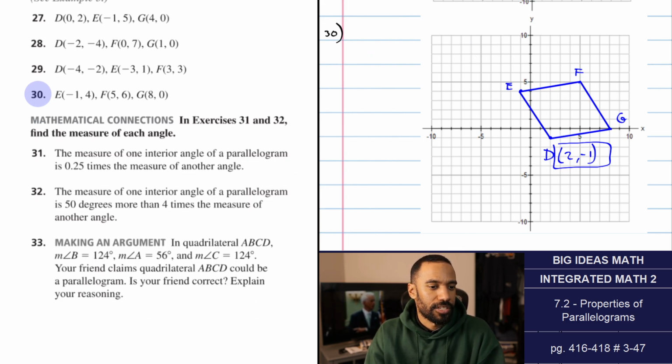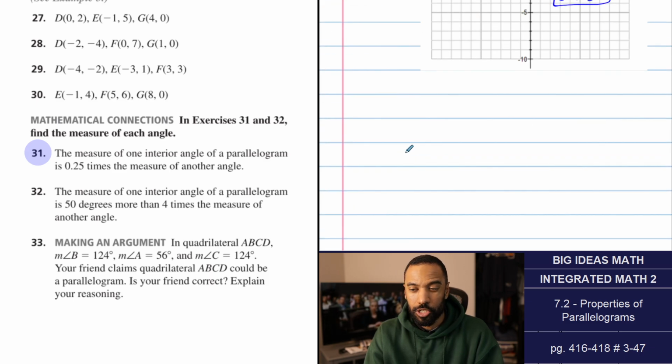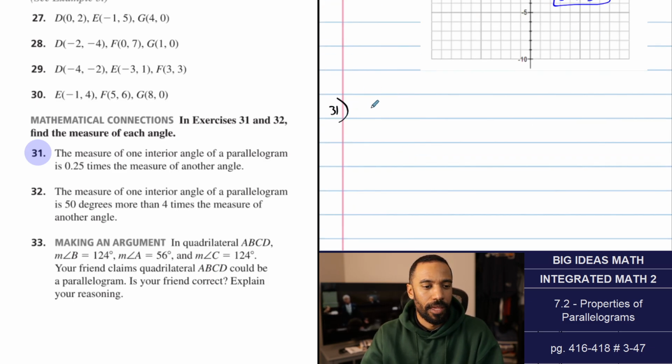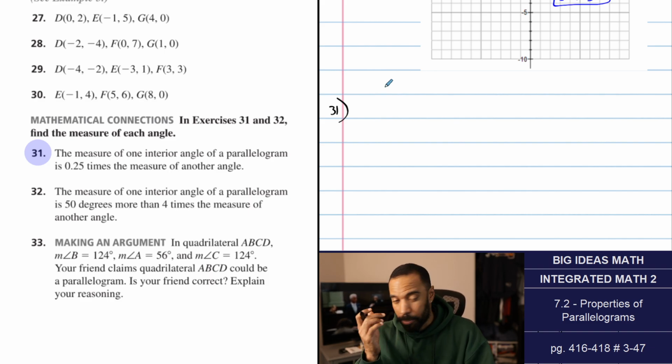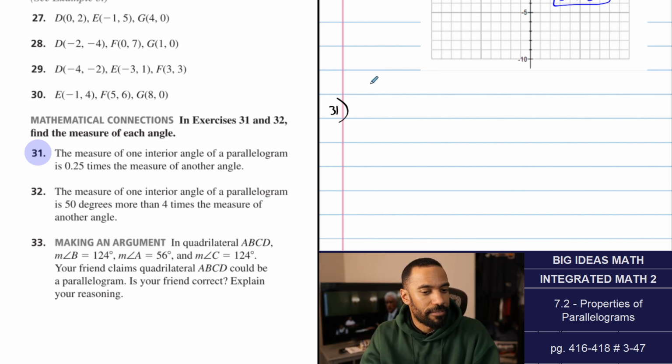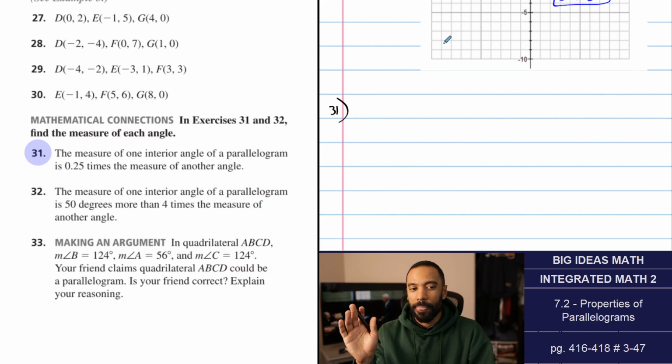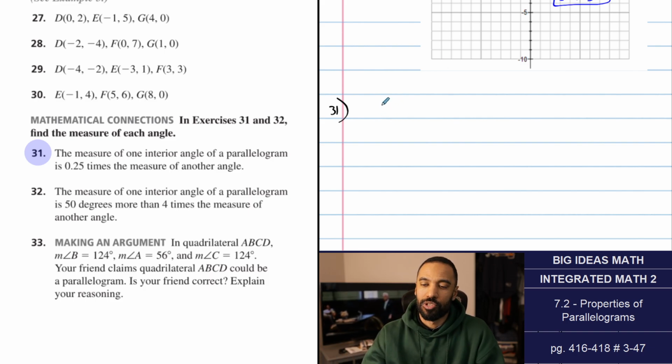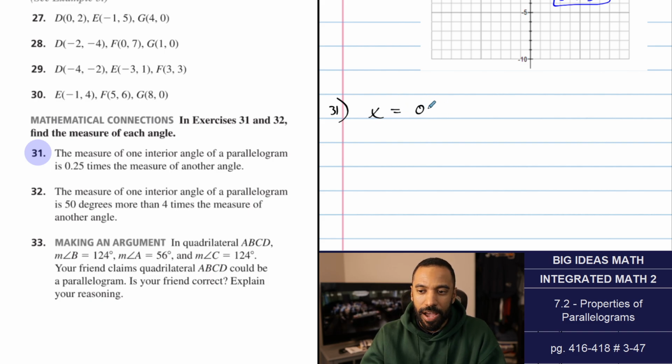Okay, in exercises 31 and 32, find the measure of each angle. So they're giving us a description. Maybe a drawing will help. We'll see. I have no idea yet. The measure of one interior angle of a parallelogram is 0.25 times the measure of another angle. So another angle, it's not going to be the one opposite because those would be the same, right? But 0.25 times. So the measure of one angle, X, is 0.25 times the measure of the other angle. It says find the measure of each angle.